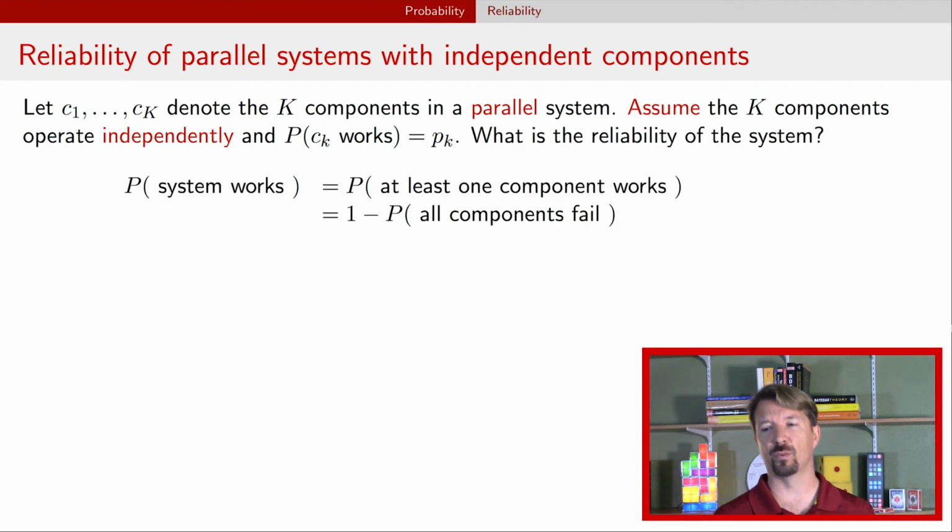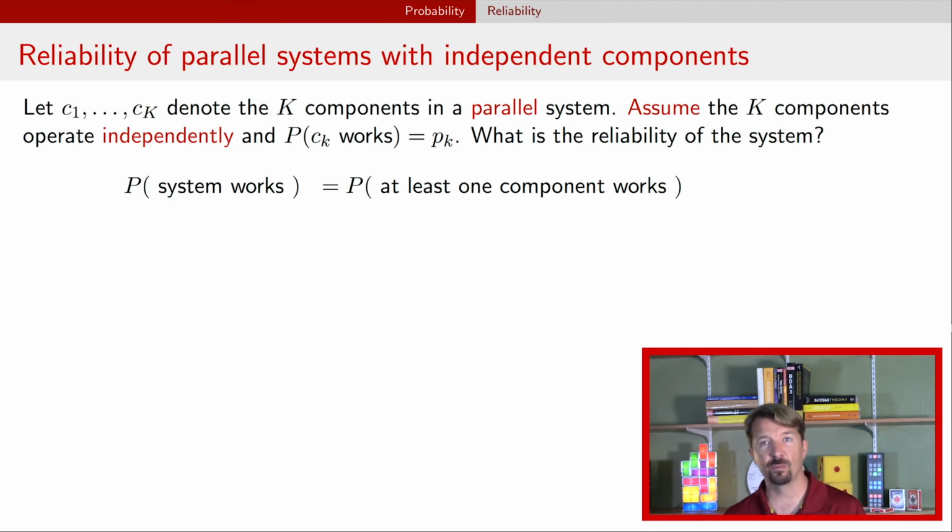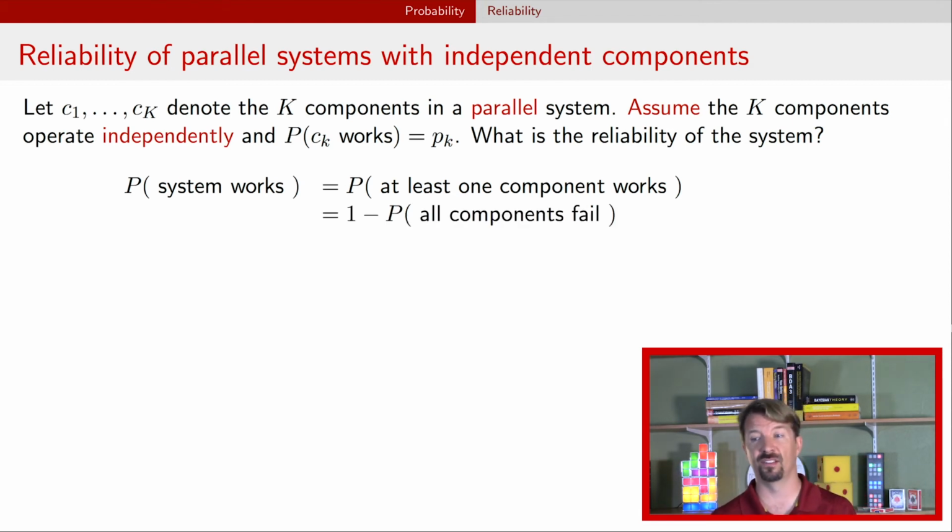All right, so the way that we're going to calculate this, the reliability of the system is the probability that the entire system works, and that's the probability that at least one of the components in the system works. Whenever you see at least one, the easier way is to say, well, this is 1 minus the probability that none of the components of the system work, or that is, that all components fail. All right, so now what is the probability that a particular component fails? Well, it's 1 minus p_k for the kth component.